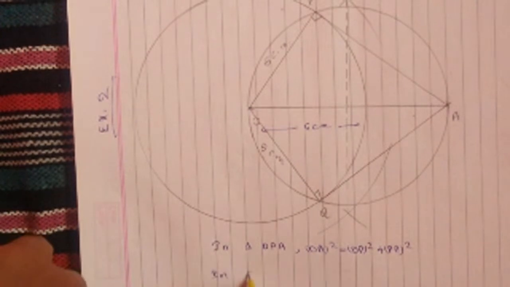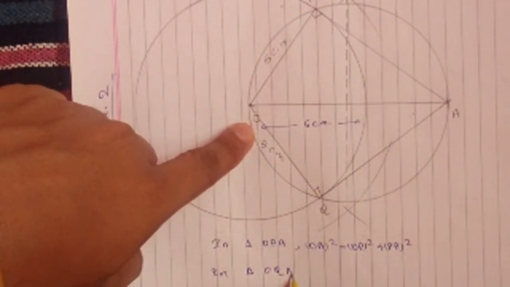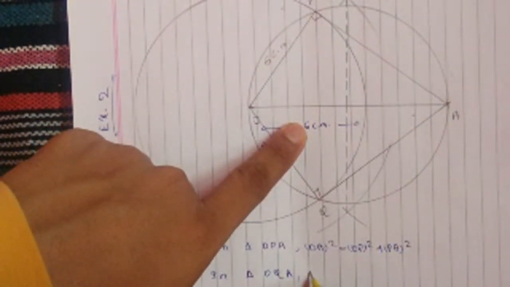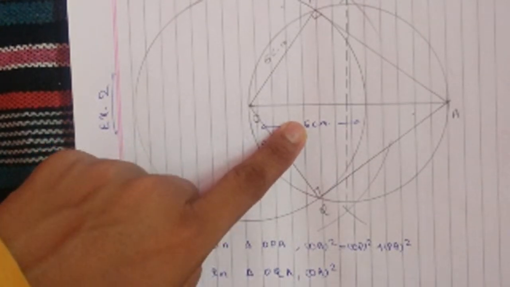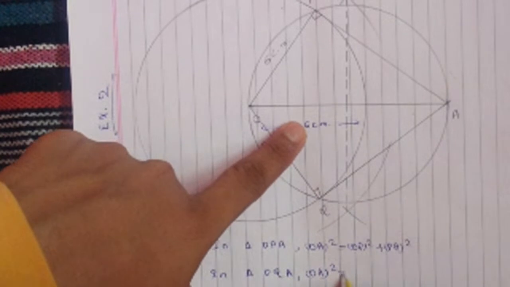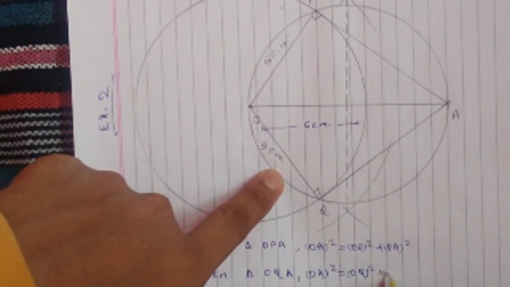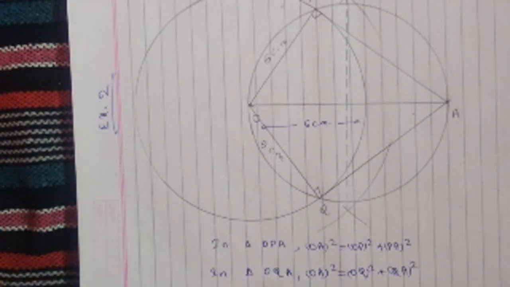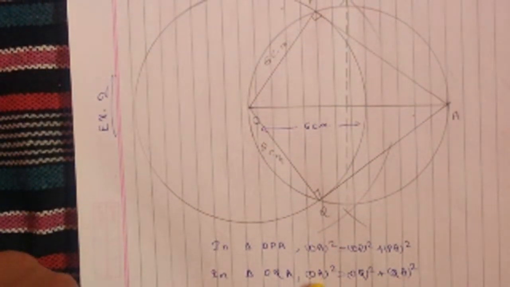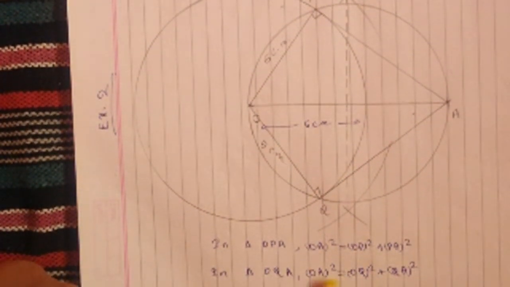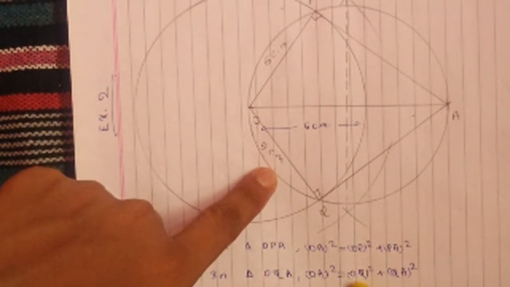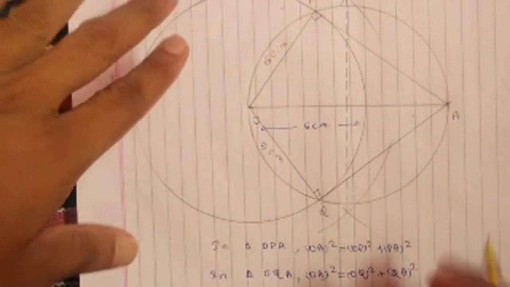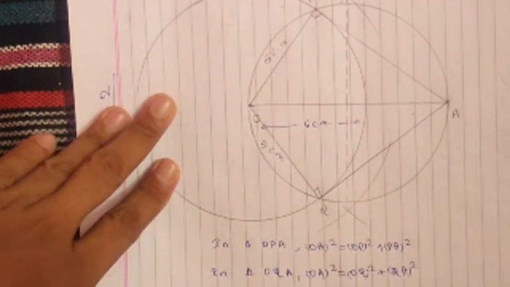Similarly, in triangle OQA, this is 90 degrees, that means the opposite side is the hypotenuse side, and we know that the hypotenuse side is the longest side in the triangle. So therefore OA square is equal to OQ square plus QA square. In this case also OA is 10 centimeters, OA square is 100. Then OQ square is 25, because OQ is 5 centimeters, and you have to find out the QA value. Okay, this is the method of constructing the tangents to the circle from an external point.